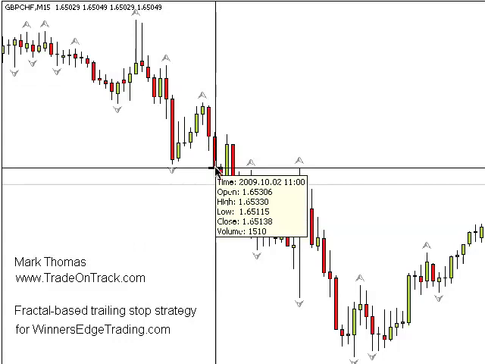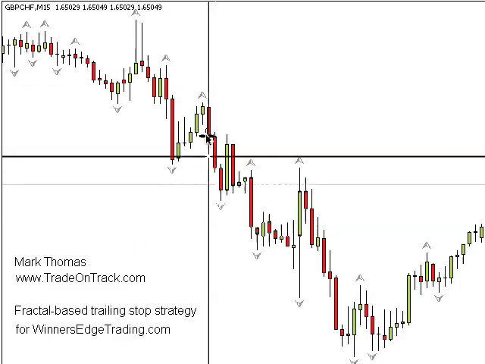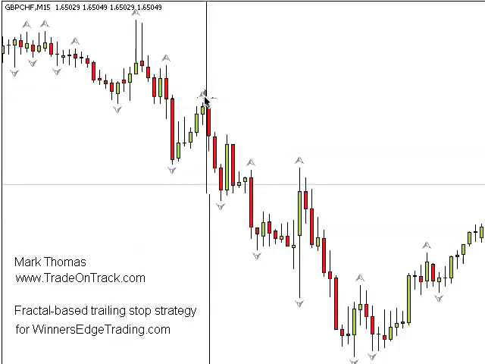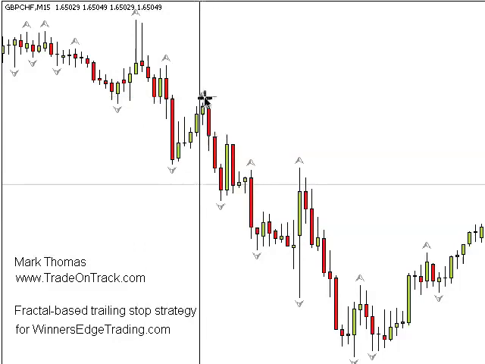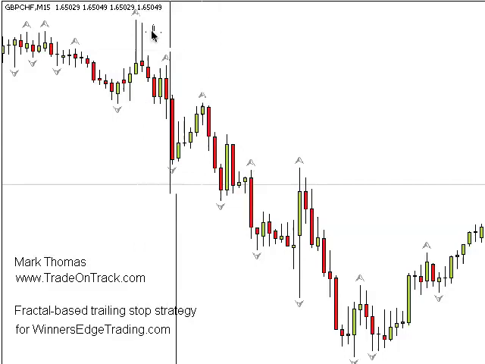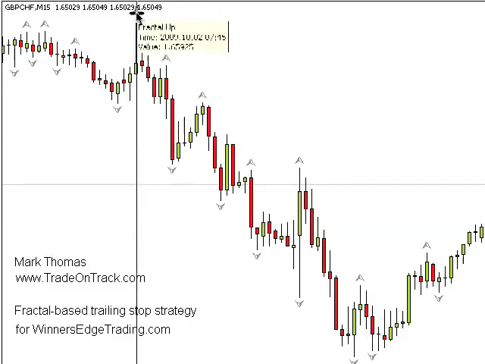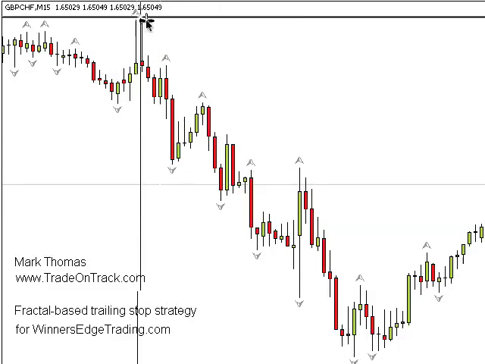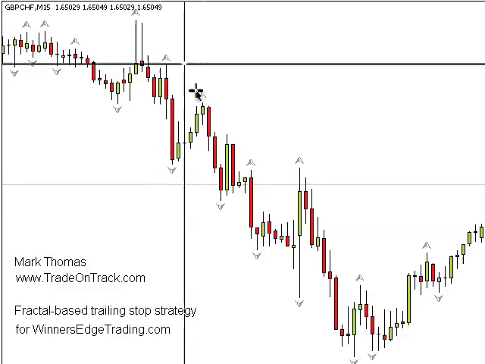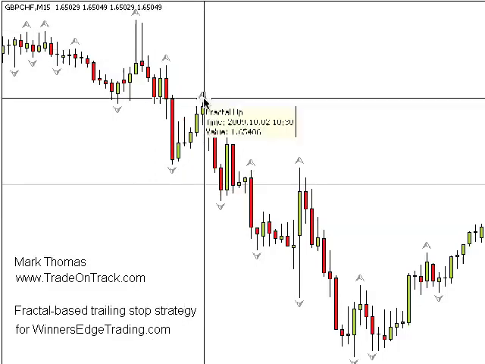So our rules for our trailing stop strategy are to move the stop loss to just above the last bearish fractal. So what will happen is we'll move our stop loss to about this level here, which is just above the last bearish fractal. Alright, so our initial stop was here. After we broke through, we'll be moving our stop down to here.